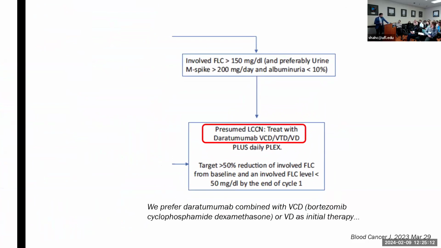Patients who have acute kidney injury with light chain cast nephropathy, we should always add daratumumab in addition to the doublet or triplet regimen which is chosen for the patient. So for them, it's standard of care. It hasn't become standard of care in other centers yet.